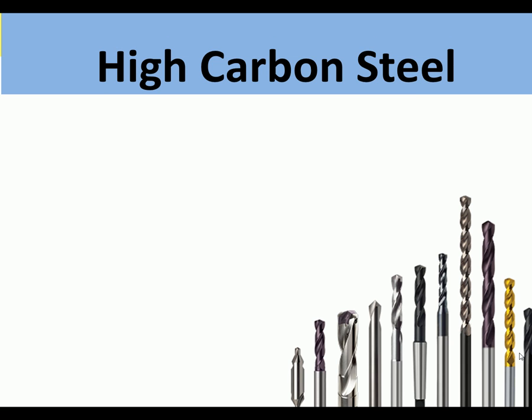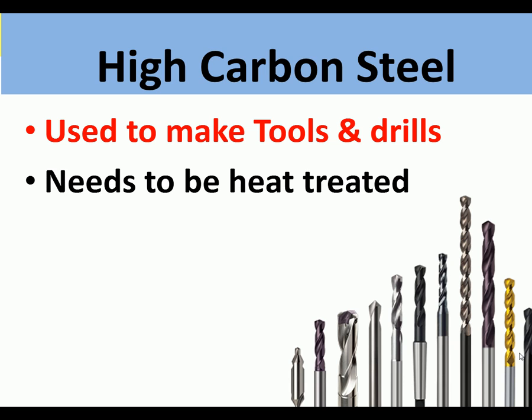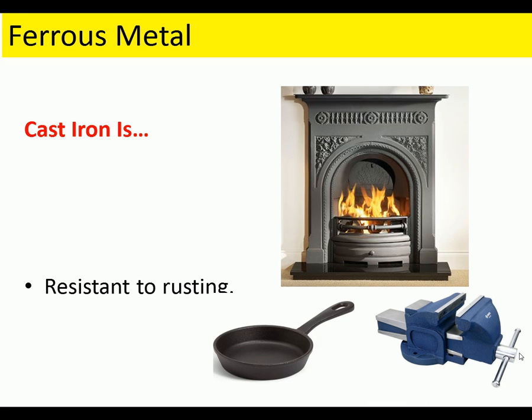This metal, high carbon steel. High carbon steel is used to make tools and drills. It generally needs to be heat treated. It is very hard, so resists abrasion, so it is good for drilling other materials. But again, it will rust if not protected.